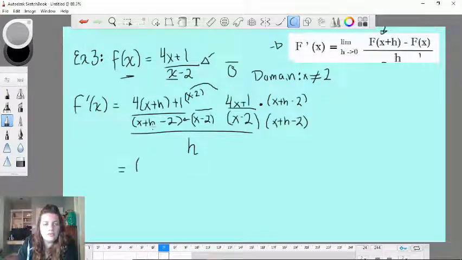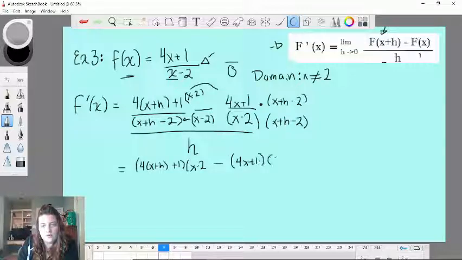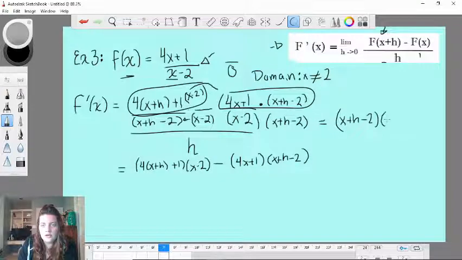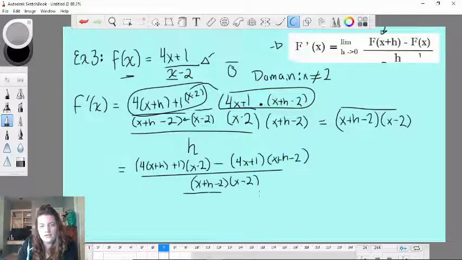So I'm going to write everything in the parentheses. So we have 4 times x plus h plus 1 times x minus 2 minus parentheses 4x plus 1 times x plus h minus 2 on here. So minus this whole top part, and then this whole top part's on the other side right here. Okay. And then it'll be divided by the same thing. That common denominator is now x plus h minus 2 times x minus 2. And then it's divided by h.